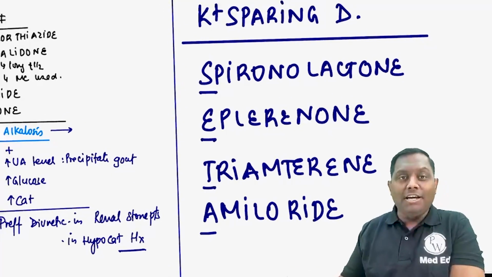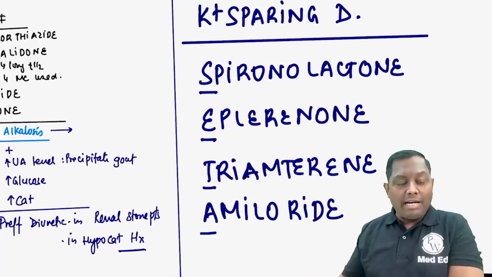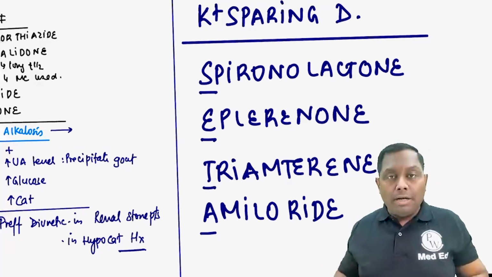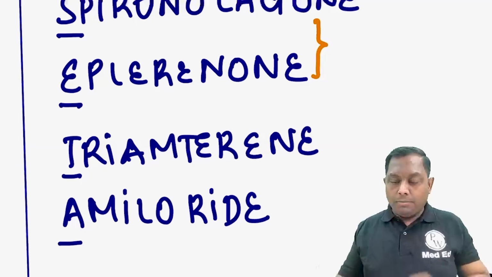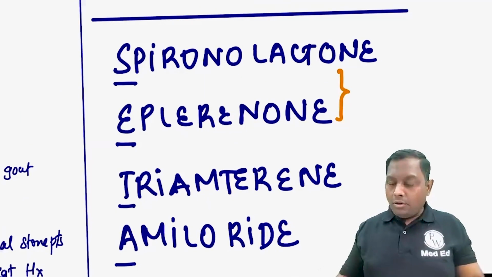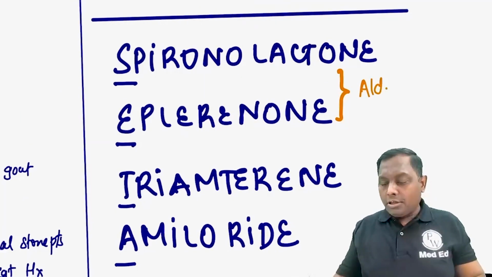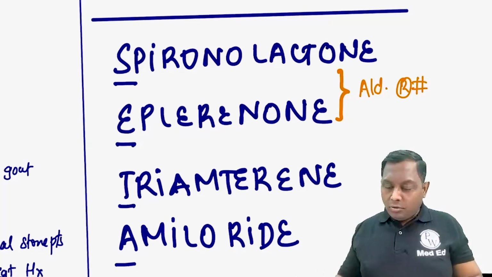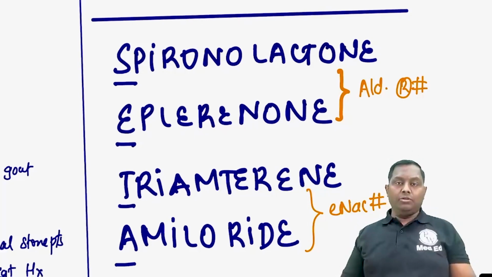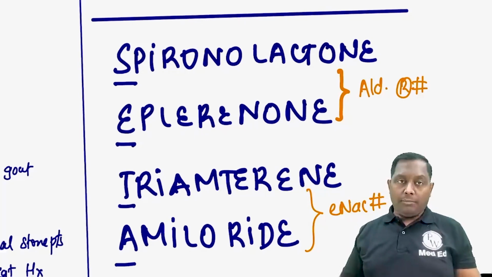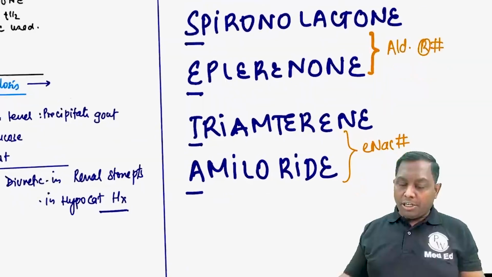Now there is one more thing that I will add. The upper two, spironolactone and eplerenone, are mainly aldosterone receptor blockers, and the lower two, triamterene and amiloride, are epithelial sodium channel blockers, I would say ENaC blockers, okay? So these are potassium-sparing diuretics.